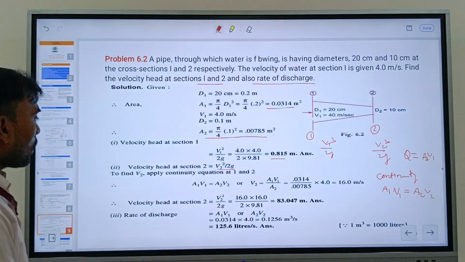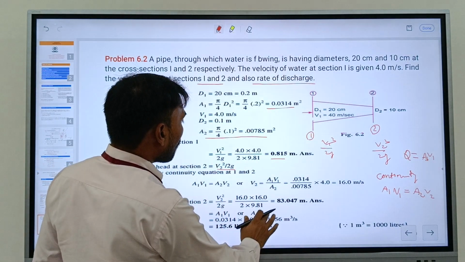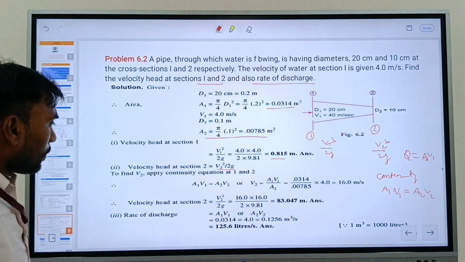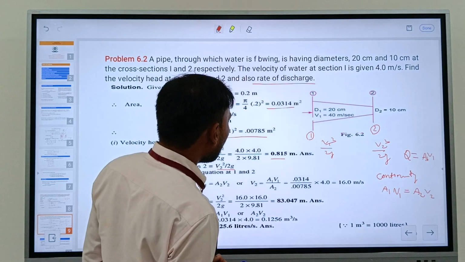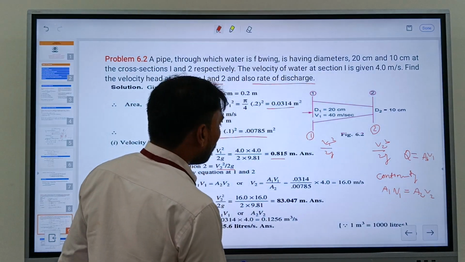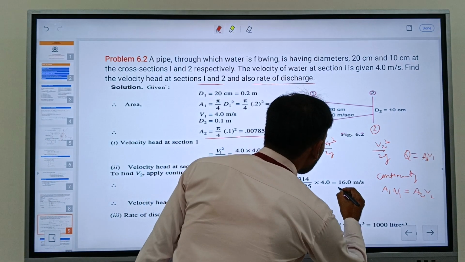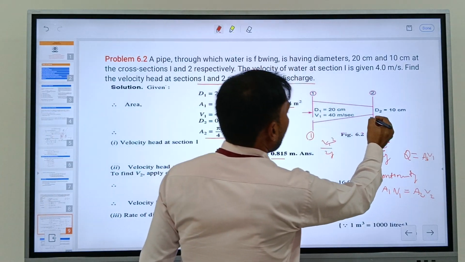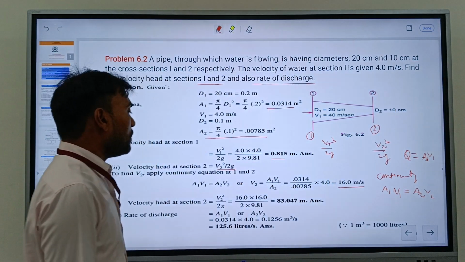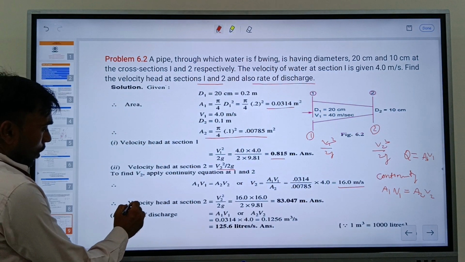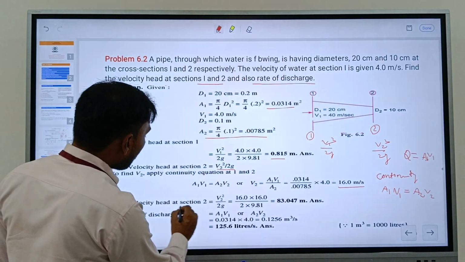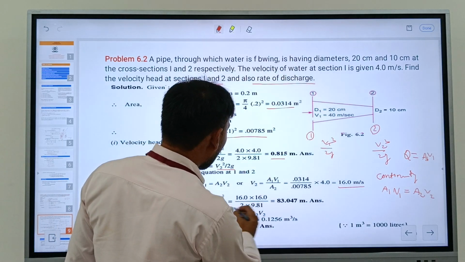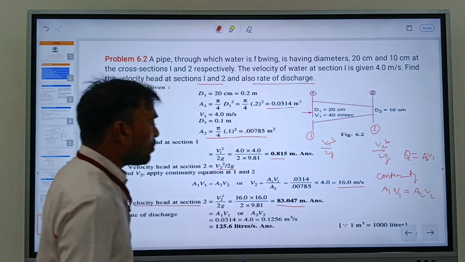So using the continuity equation, V2 can be calculated as A1 V1 upon A2. So putting all these values, that is A1 V1 divided by A2, it will be equal to 16 meter per second. So V2 is the velocity at section 2, 16 meter per second. Now we can calculate the velocity head at section 2, V2 square by 2g. The final value of V2 square by 2g will be 83.047 meter.